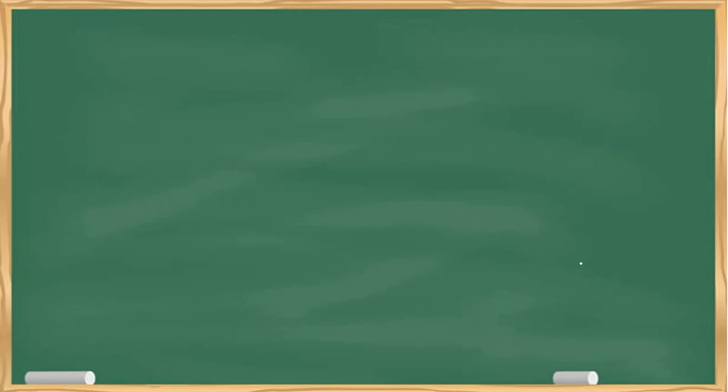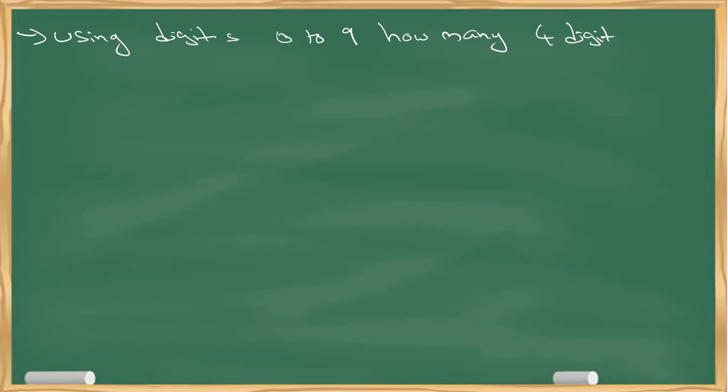Okay. Next. Using digits 0 to 9, how many four-digit even numbers can be found without repetition?